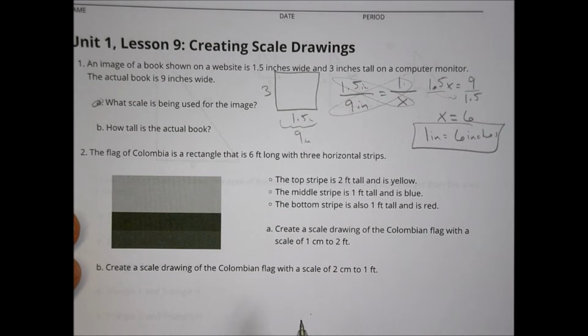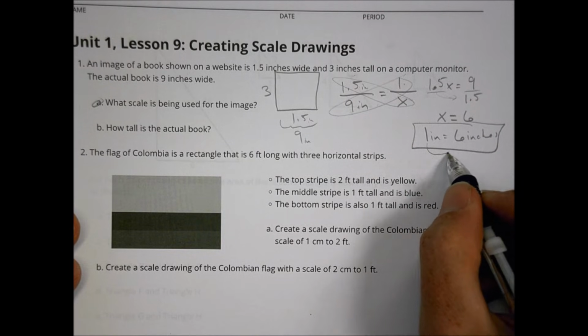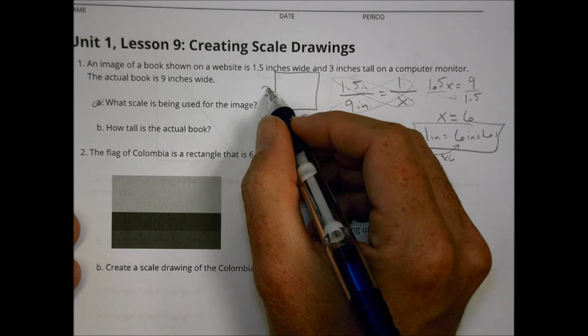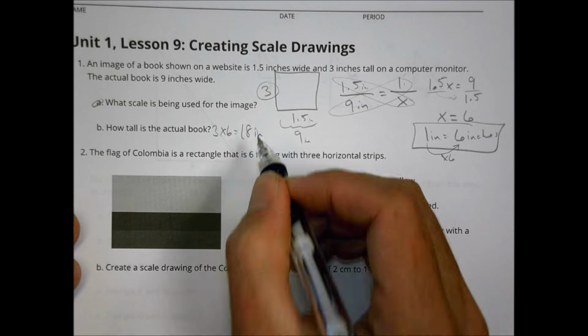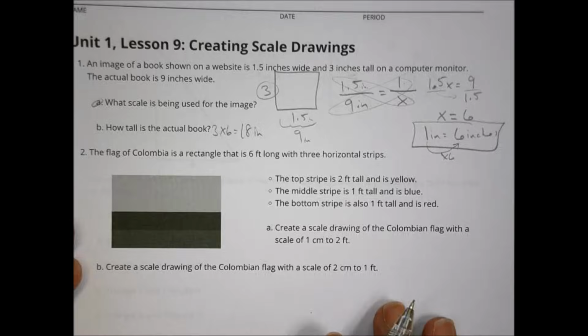How tall is the actual book? Well, because of our scale, we're doing 1 and we're multiplying by 6 to get to the actual size. I started with 3, so 3 times 6 is going to be 18 inches. So I use my scale factor times 6 to multiply that actual height there.